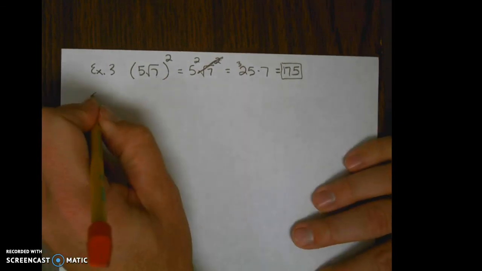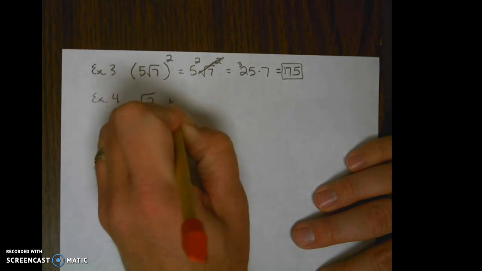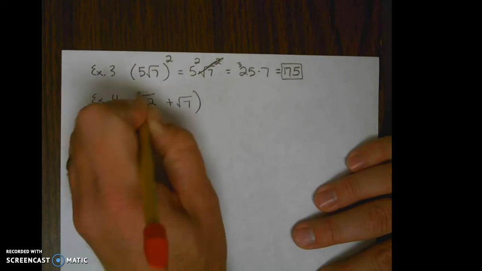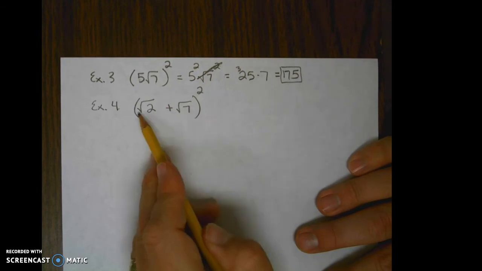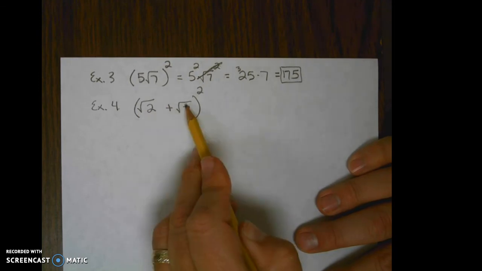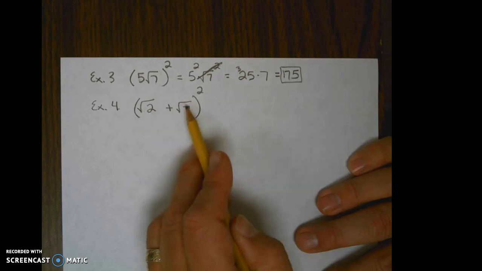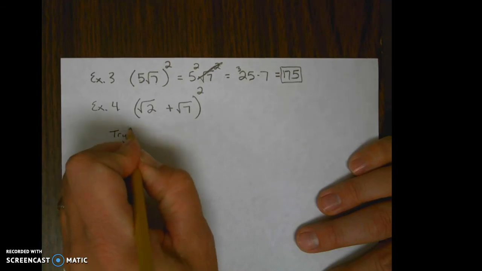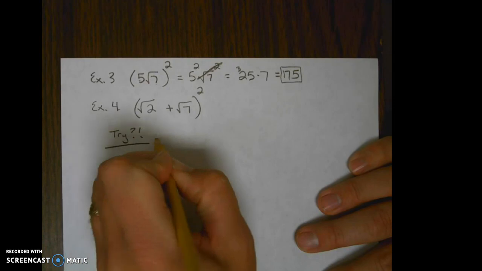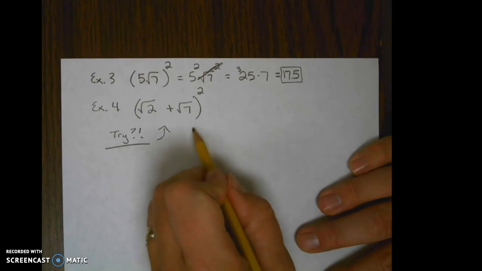Now, if you had a problem that looked like this, you would want to do it differently. Remember, this is a binomial that's being squared. You would need to either FOIL it or use the box method in order to simplify this problem. So I want you to try this problem. You can either FOIL it or use the box method, and let's see if you can get the correct answer.